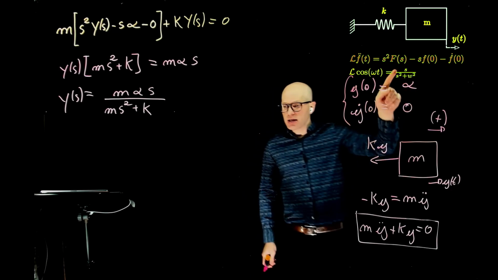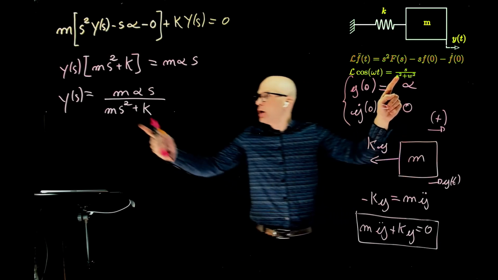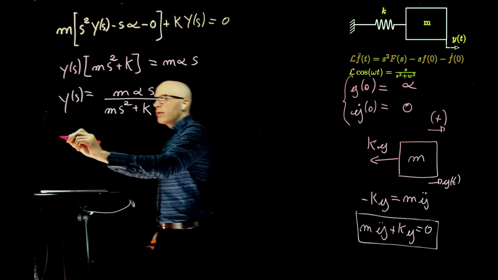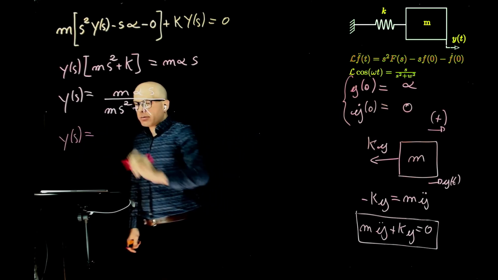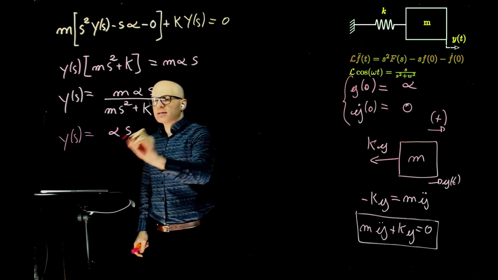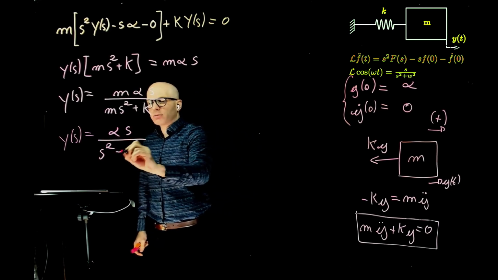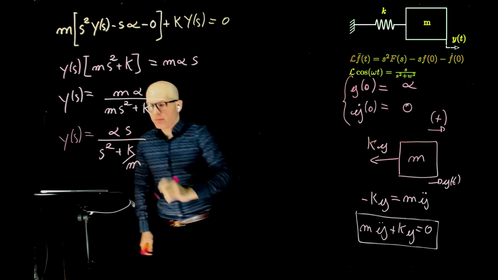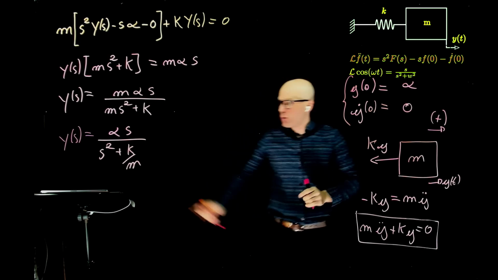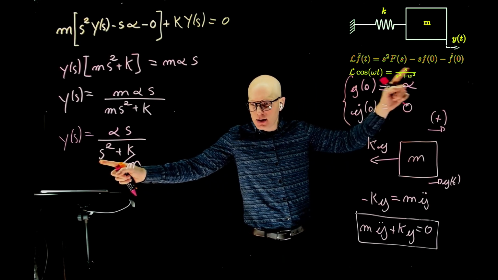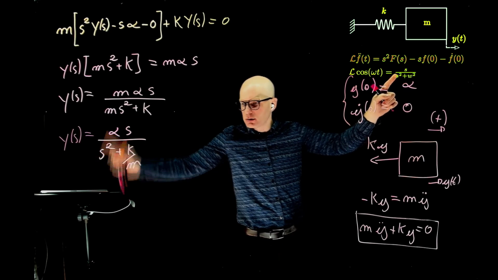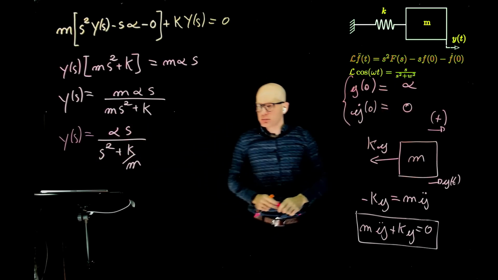Now notice that this has s here multiplied by 1. We have m here, so we need to first divide everything by m. And if we divide both the numerator and the denominator by m, what do we get? This m disappears. We have alpha s divided by s squared plus k over m. I just divided the top and the bottom of the equation by m. Why? Because this s and this s squared here don't have anything multiplying them. It's just 1. So we need to get rid of that m there.